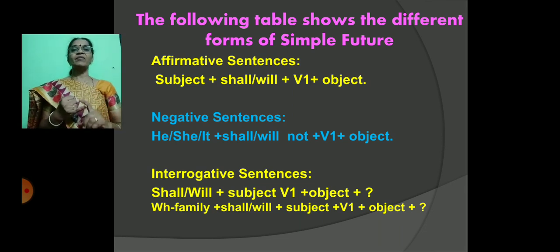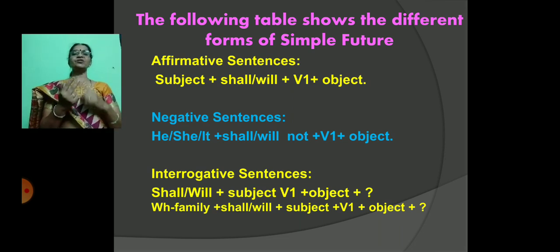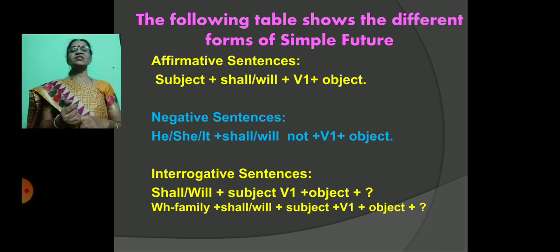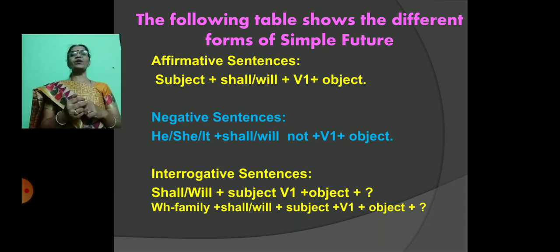So we have done with the past tense, that is four tenses: simple past, past continuous, past perfect and past perfect continuous. So now let's move on to the next tense, that is future. So the first one is simple future. Now the forms for simple future are, for affirmative sentences, subject plus shall or will plus V1 plus object. For negative sentences, it's going to be he or she or it, that is subject.